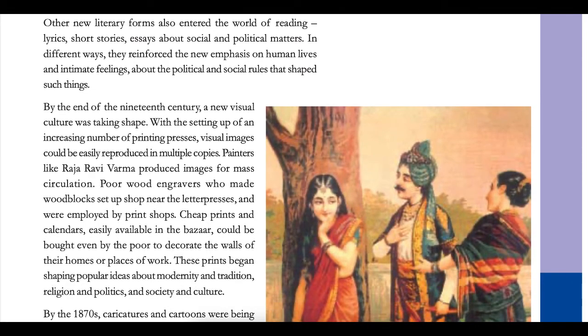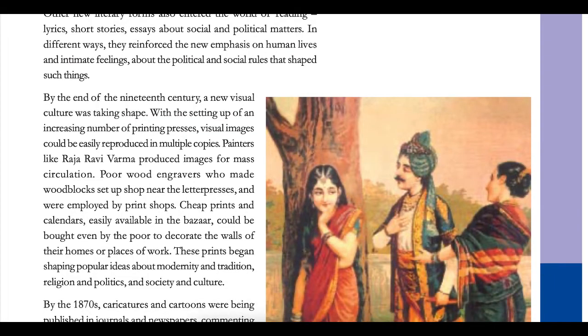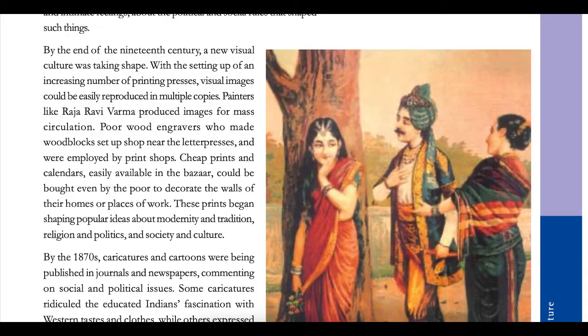Other new literary forms also entered the world of reading: lyrics, short stories, essays about social and political matters. In different ways, they reinforced the new emphasis on human lives and intimate feelings about the political and social rules that shaped such things. By the end of the 19th century, a new visual culture was taking shape.